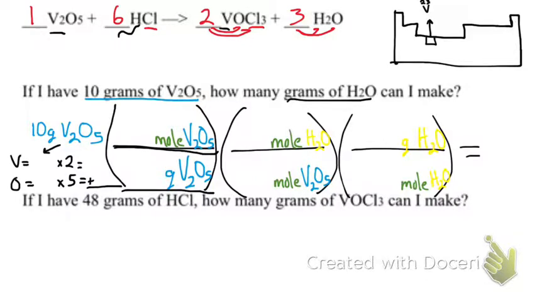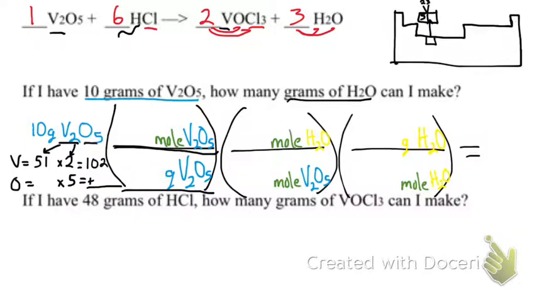If you were to look at a periodic table, you'd see that V is element number 23, and it weighs 51 grams. 51 is what I care about. I put 51 down there. 51 times 2 is 102. So the V's in this problem weigh 102 grams per mole.